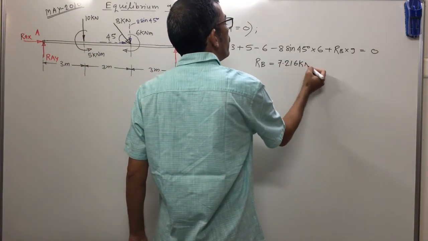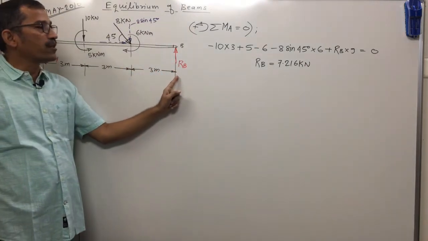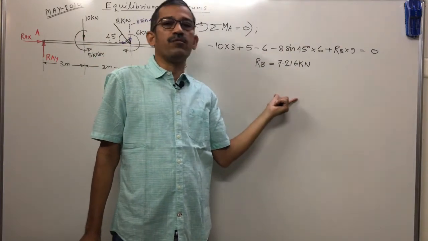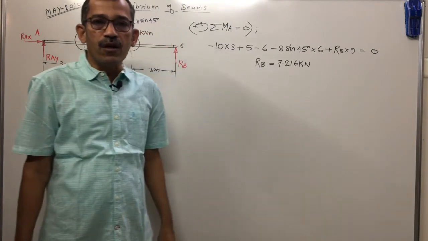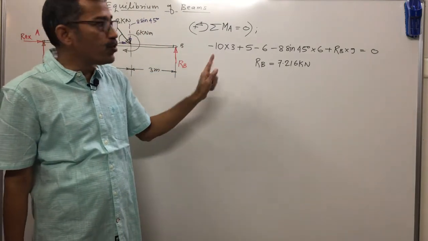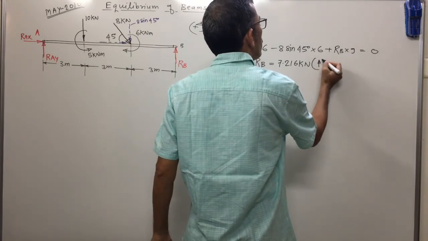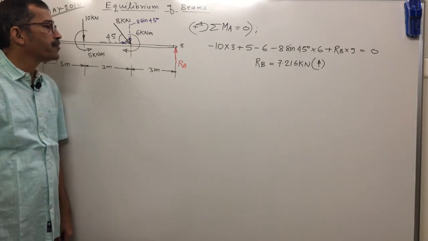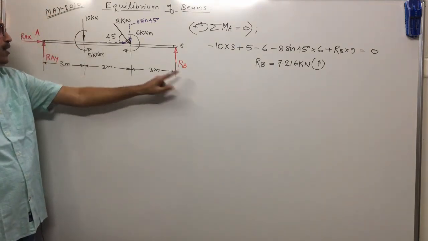7.216 kilonewton. Now this direction of RB which we have taken upward is the assumed direction. After solving this equation, if you get a positive answer, the assumed direction is correct. In case you get a negative answer, the assumed direction is wrong, meaning the correct direction is opposite to that one. So this positive answer means the assumed direction is correct. So what will we get for RB? 7.216 kilonewton.